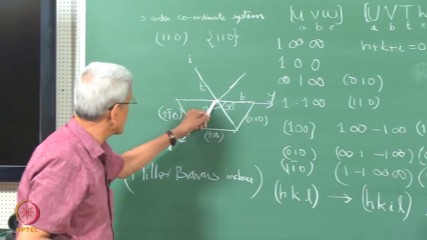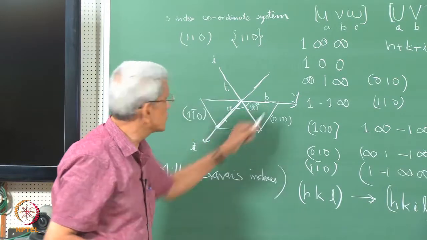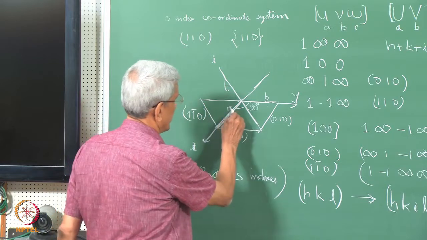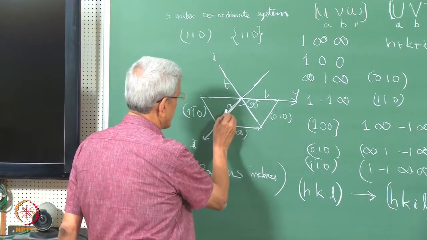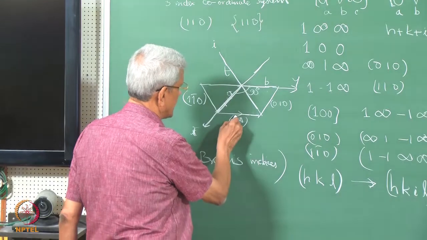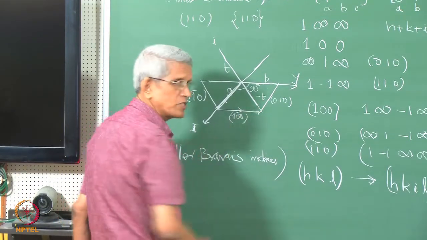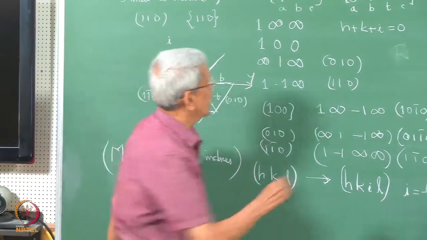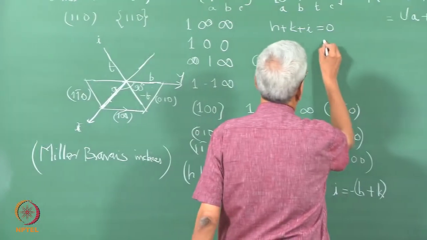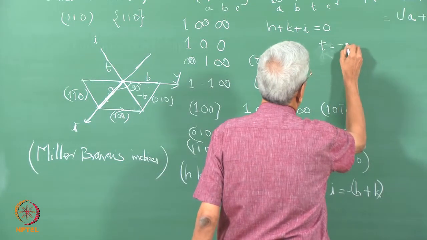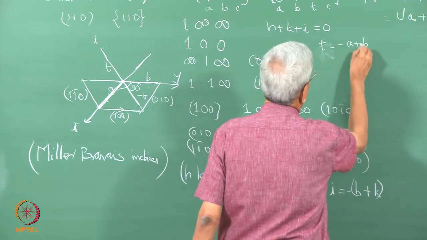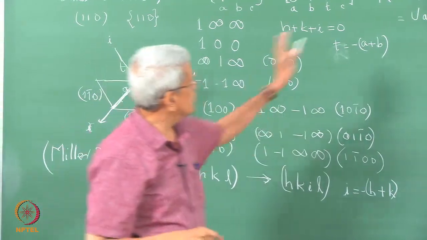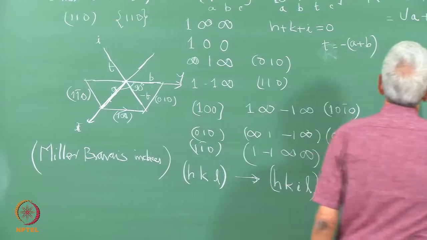If we look at this coordinate system which we have chosen, if this is A and this is B, then the vector A plus B turns out to be minus T, right. So now we have the other relationship, that T equals minus of (A plus B), correct. We substitute this into this equation.